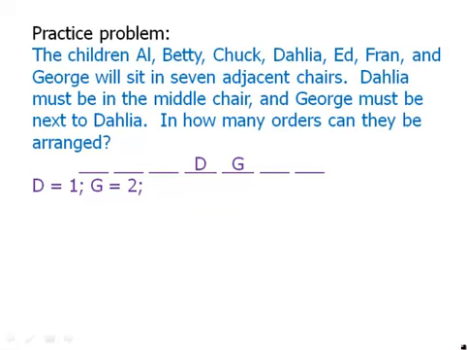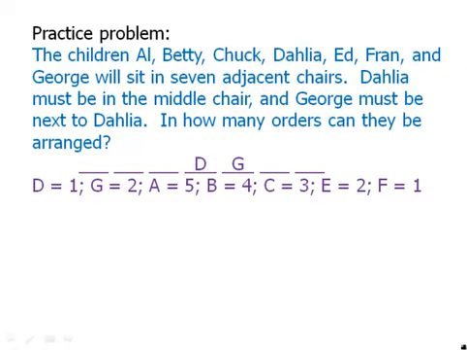How many places can Al sit? Well, there are 5 choices for Al. Once Al sits down, there are only 4 chairs left for Betty. And so forth. With each child, there are fewer chairs, 3 for Chuck, 2 for Ed, and then Fran would have to sit in the last chair.